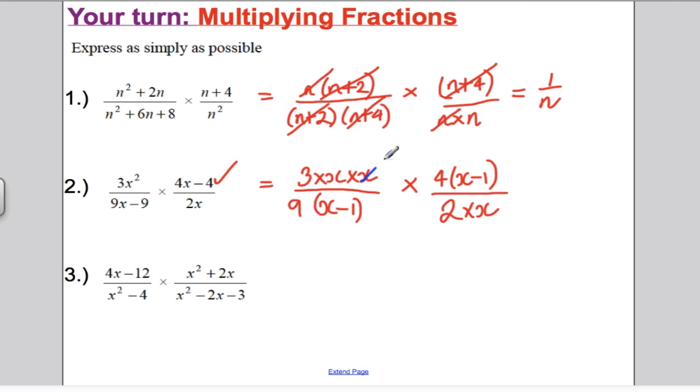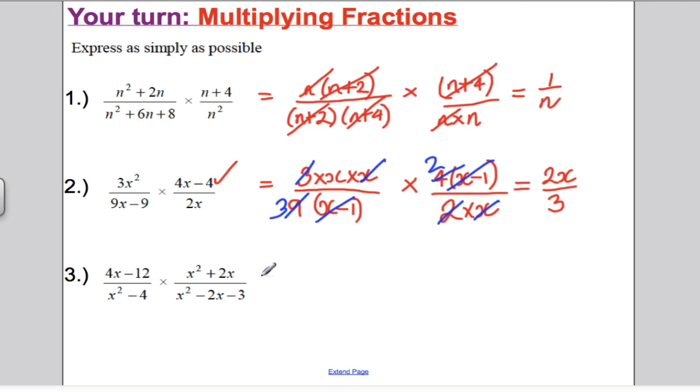Let's use a different colour pen. 1x with that 1x. We could also cancel the x minus 1 with that x minus 1. And we've got 4 over 2 here, which we know is 2. 4 over 2 is 2. So this whole thing here, oh, and we've got a 3 over 9 here. We could cancel that down. That 3 would just be a 1, and you'd get a 3 on the bottom. So we'd have x. We said this cancelled to a 2, so we'd have 2x over 3. So our answer for this would be 2x over 3.